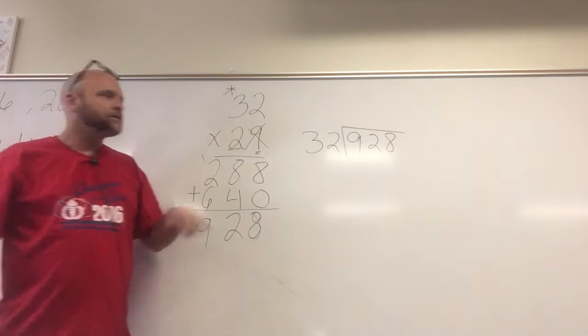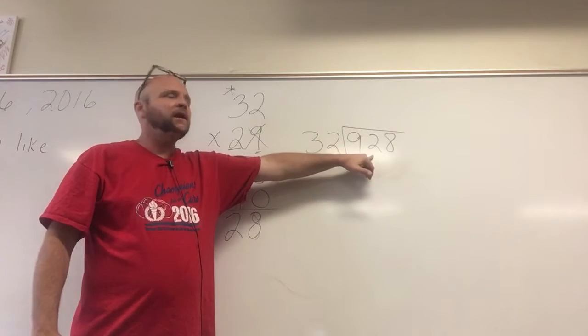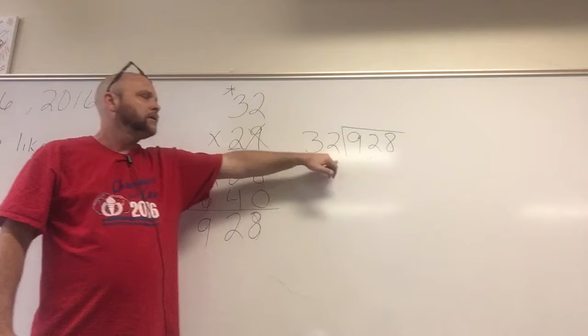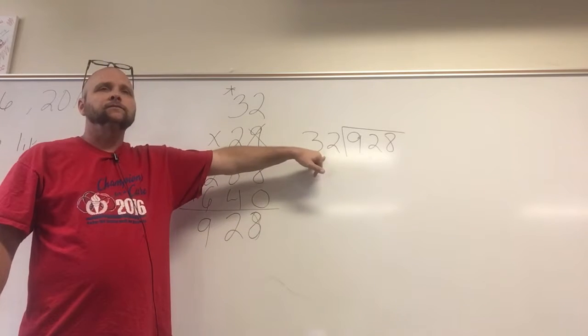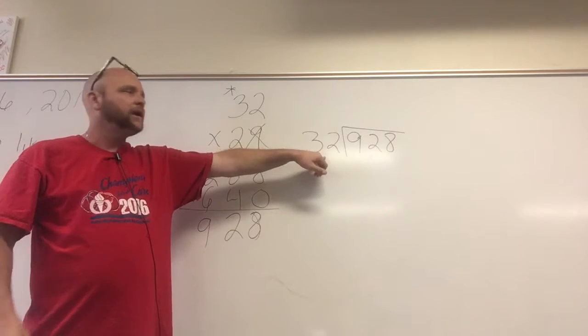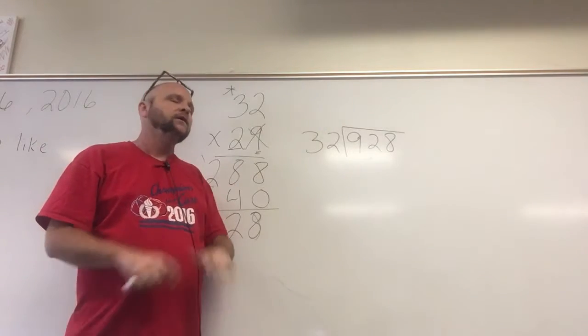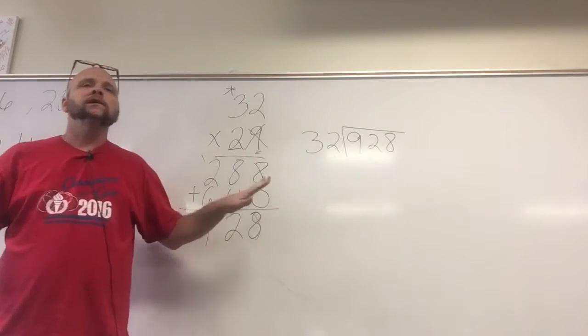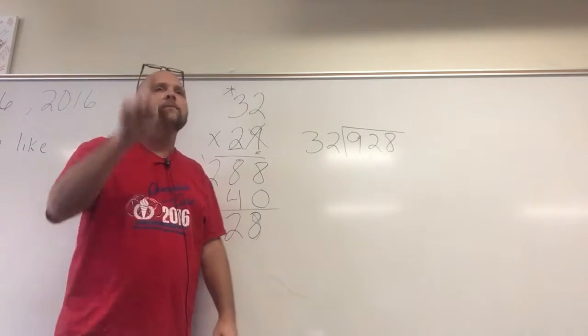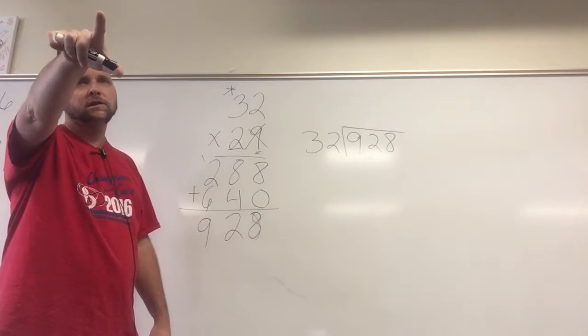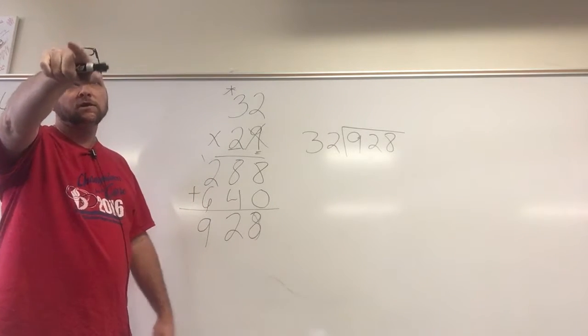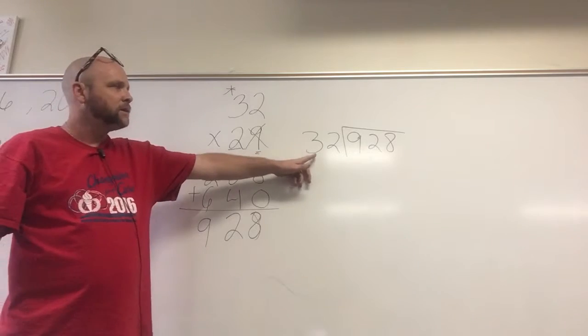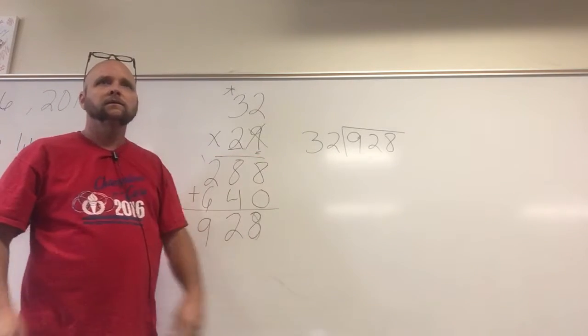32. Okay, so now we have our dividend of 928, our divisor of 32. With me so far? If I gave you this problem right now without helping you through it a bit, you wouldn't like it, would you? Okay, but watch closely. Watch very closely.